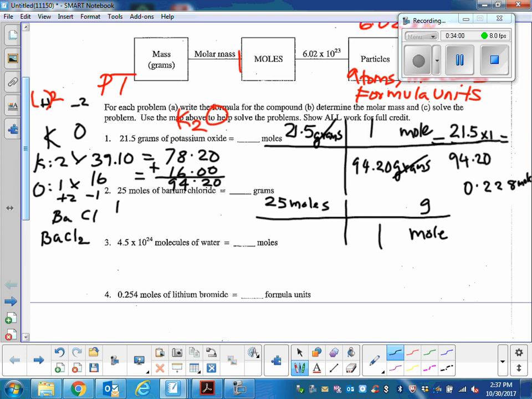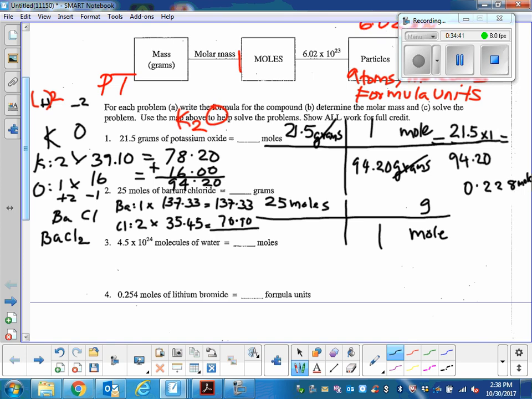All right? How many bariums? How many chlorine? What is the mass of barium from the periodic table? 137.33. Look up barium. Is that right? Yeah. What is the mass of chlorine? 35.45. Very good. So 1 times 137.33 is 137.33. 2 times 35.45 is 70.90.